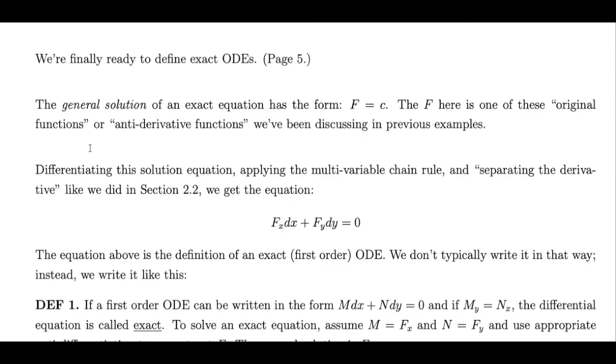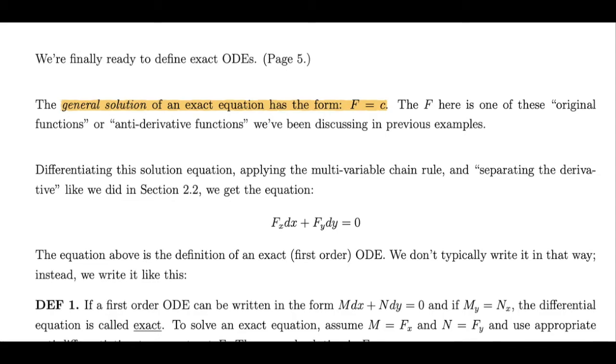Put simply, the general solution of an exact equation has the form capital F equals C. That is to say, if we can identify that our differential equation is an exact equation, then the answer that we're after, the general solution, is capital F equals C, where capital F is one of the original or antiderivative functions that we've been talking about through most of the lecture. So that's the solution of the differential equation.